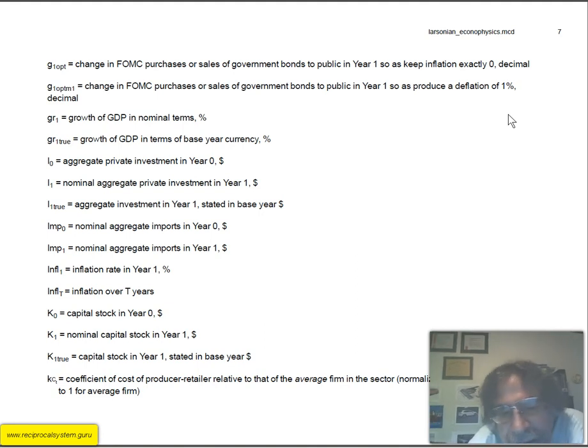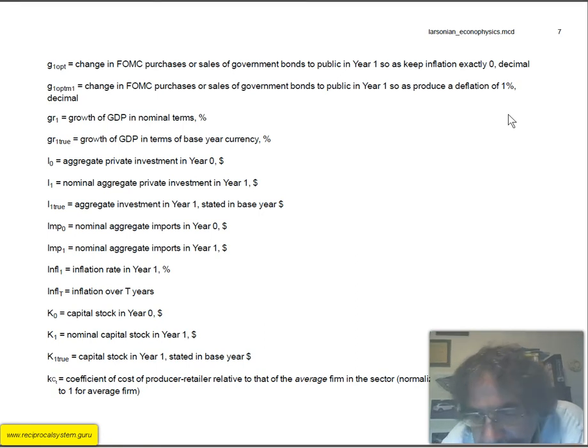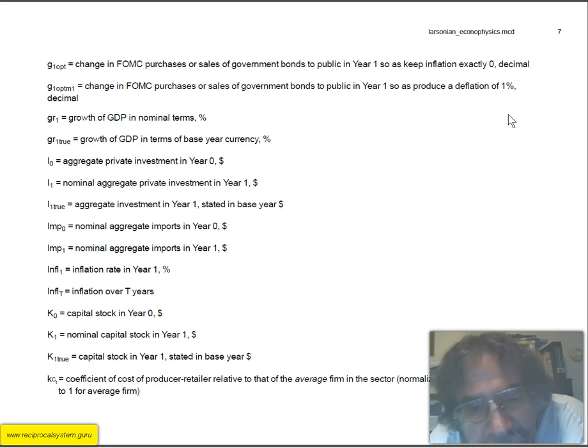Capital K sub 0 equals capital stock in year 0 in dollars. K sub 1 equals nominal capital stock in year 1 in dollars. K sub 1 true equals capital stock in year 1 stated in base year dollars. Small k sub c sub 1 equals coefficient of cost of producer-retailer relative to that of the average firm in the sector, normalized to 1 for the average firm. We're going to find these coefficients to be very important.